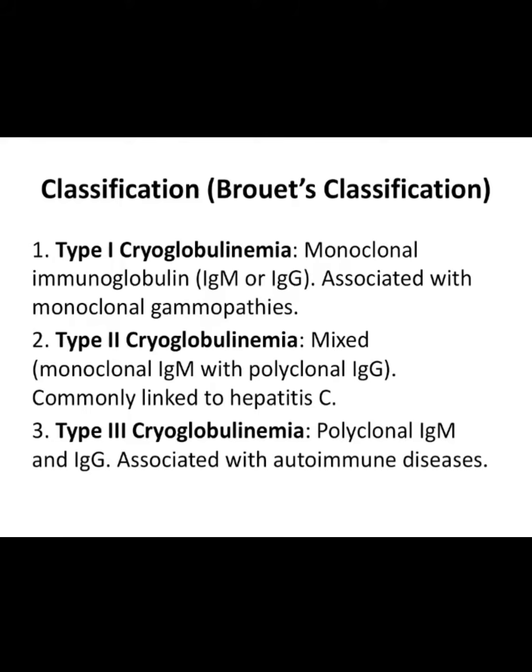Next is type 2, in which we get mixed monoclonal as well as polyclonal: monoclonal IgM with polyclonal IgG, and they are commonly associated with hepatitis C virus as well as HIV. Next is type 3. In this we get polyclonal IgM and IgG cryoglobulins, and these are mostly associated with autoimmune disorders like SLE and Sjogren's syndrome.